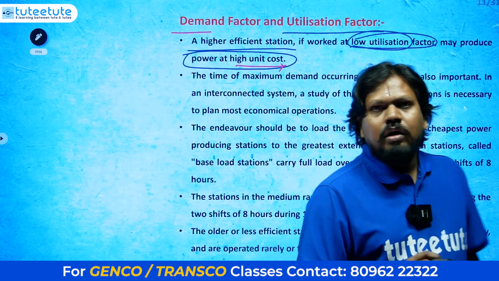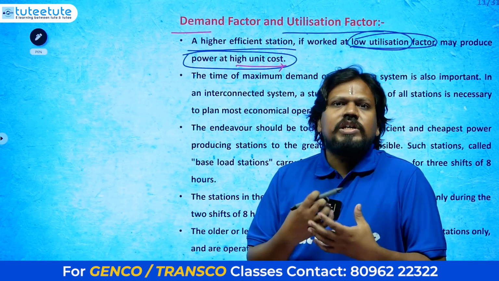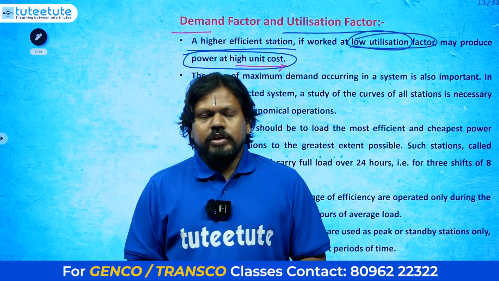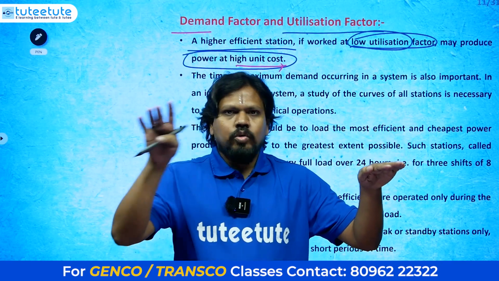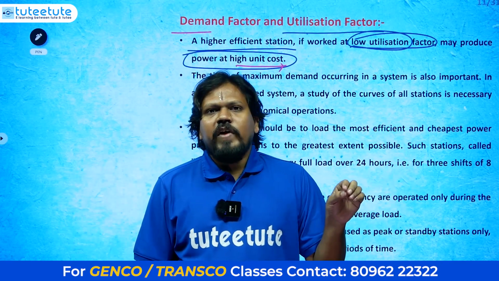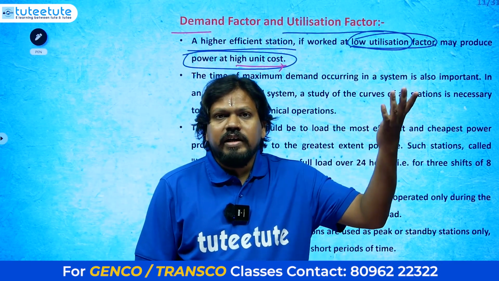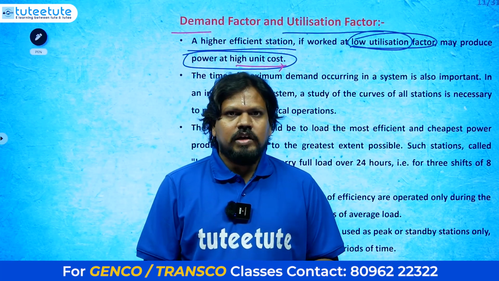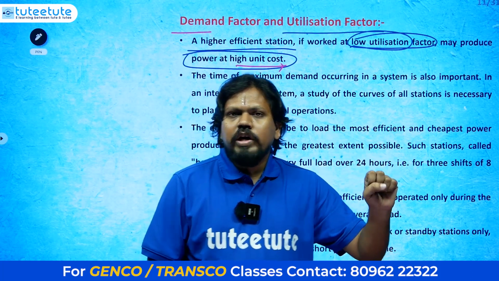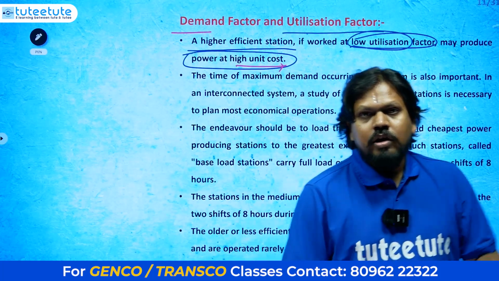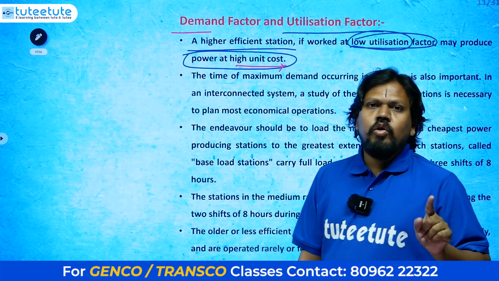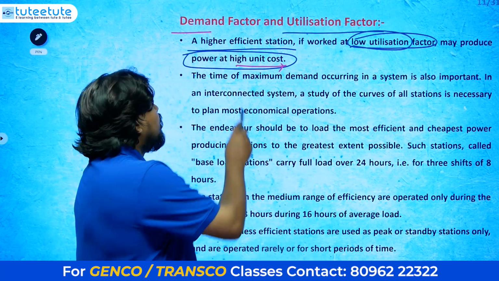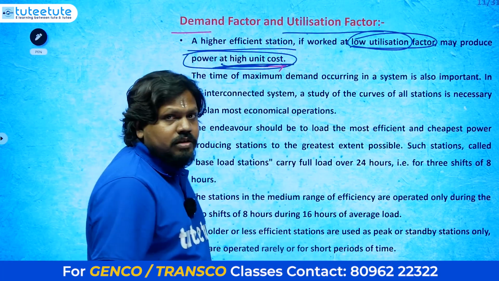Other generators may have less efficiency, so automatically the losses and the unit cost will increase. Are you understanding? So this power plant has to be given the maximum load. For example, there are three power plants: plant 1, plant 2 and plant 3. The utilization factor of plant 1 is very high and that of plant 3 is very low. Plant 1 should be loaded with maximum demand. If you load like this, the unit cost will decrease. Understanding?